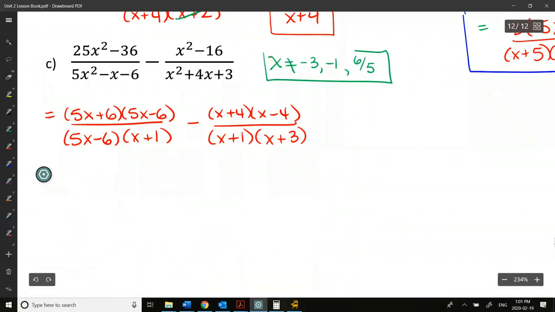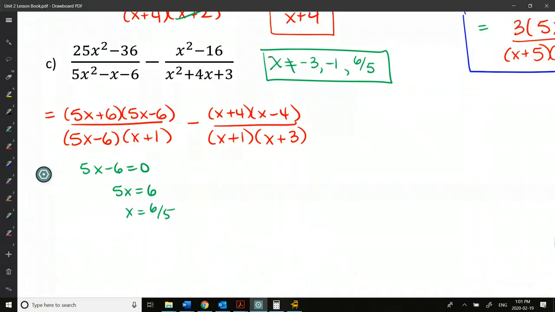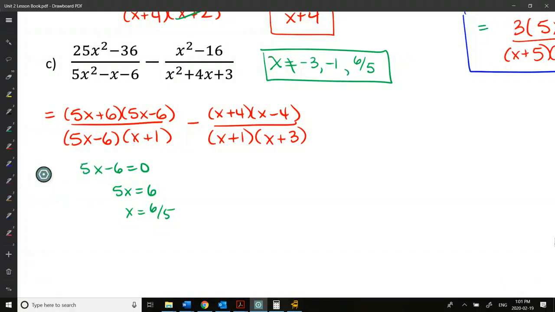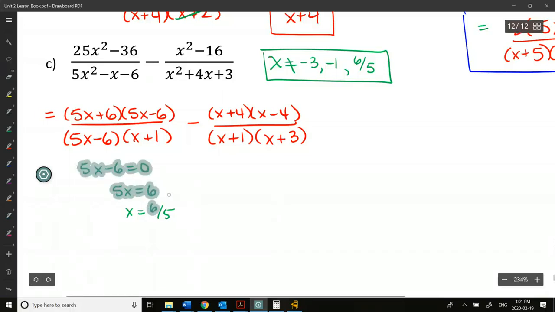Wait, why is it a fraction? So what makes 5x minus 6 equal to 0? Well, if I solve for the x that makes that equal to 0, we divide out the 5 and we get 6 over 5. That's where that comes from. So if you ever forget the little shortcut, you set it equal to 0, solve for the x that makes that happen, that's your restriction. Oh. Because we don't want it to be 0, right?